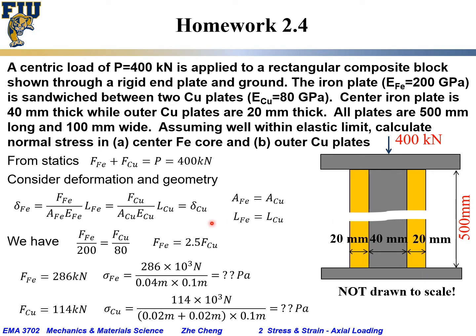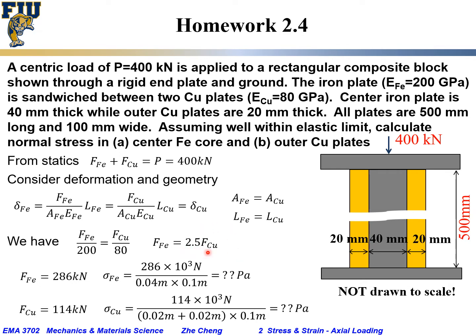As a result, the LFE and LCU cancel out, AFE and ACU cancel out. We would have FFE divided by E, which is 200 gigapascal, equals FCU over 80 gigapascal. Gigapascal cancel out, which is just FFE divided by 200 equals FCU divided by 80. Or put another way, FFE, the internal normal force along the vertical axis, would be 200 over 80, which is 2.5 times FCU, the internal force within copper.